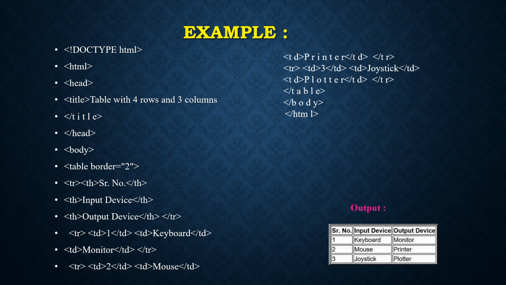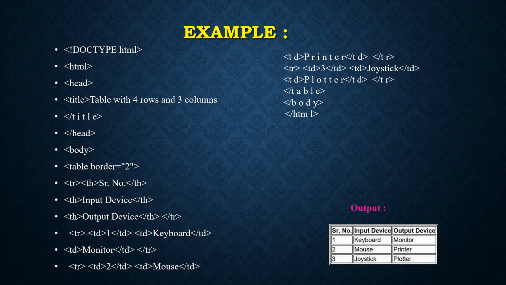So first th, serial number slash th, th input device slash th, th output device slash th. After output device, the row gets over, so here you have to close it with slash tr. Then again start with a new row for the first record, that is tr, td.